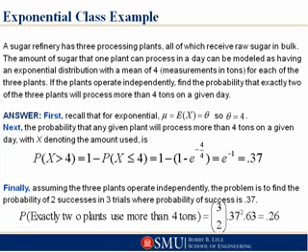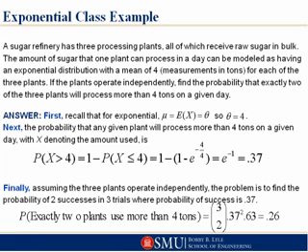And so this is actually pulling in a couple of things. Suppose that's the given probability of success. Assuming the 3 plants operate independently, the problem is to find the probability of 2 successes in 3 trials, where the probability of success is 0.37. So this should ring a bell about something that we did previously with the discrete random variables.